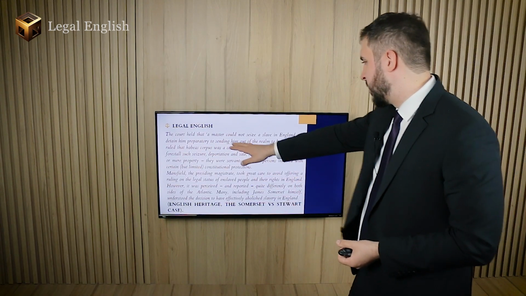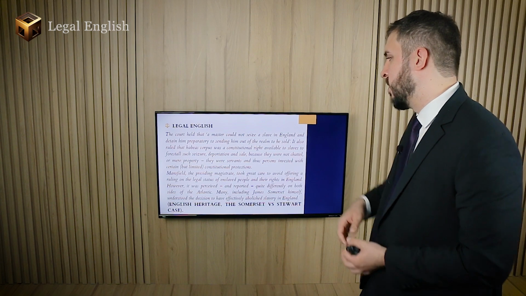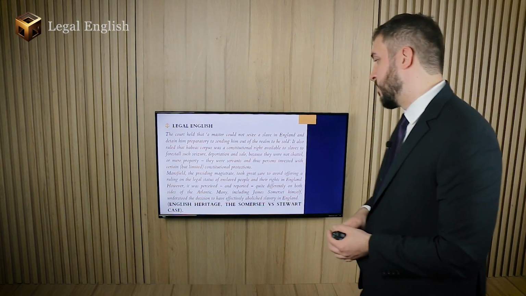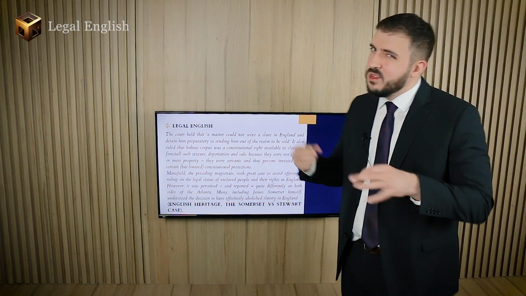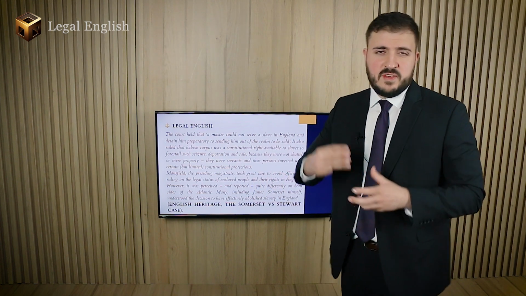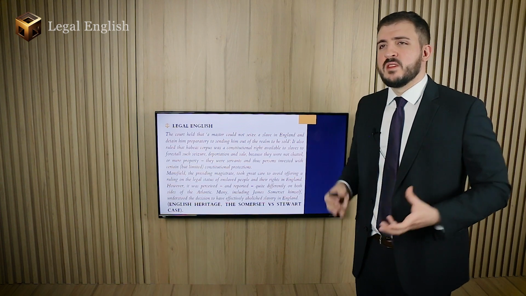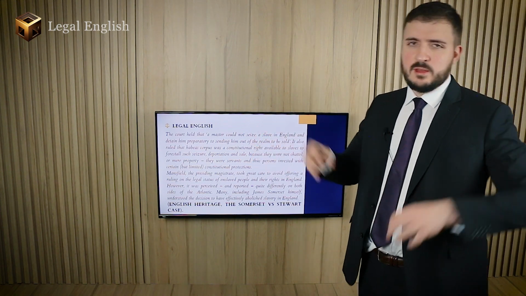Basically, it said a master could not seize a slave in England and detain him preparatory to sending him out of the realm to be sold. It also ruled that habeas corpus was a constitutional right. So yeah, he didn't really talk about the idea of slavery too much. He just said that this particular case was a violation of the laws of the UK, and over time that came to be interpreted as there can be no slavery in the United Kingdom itself.